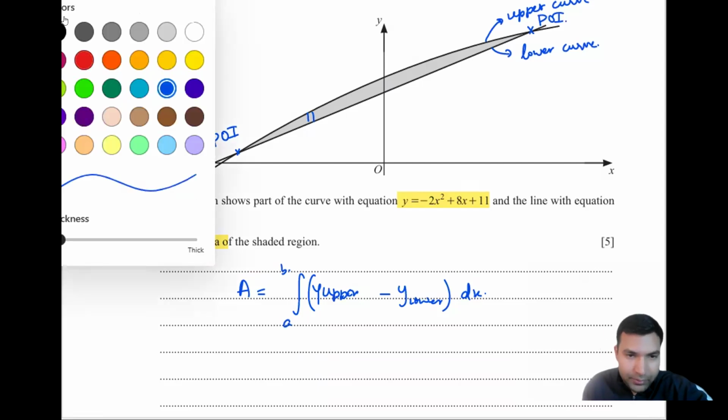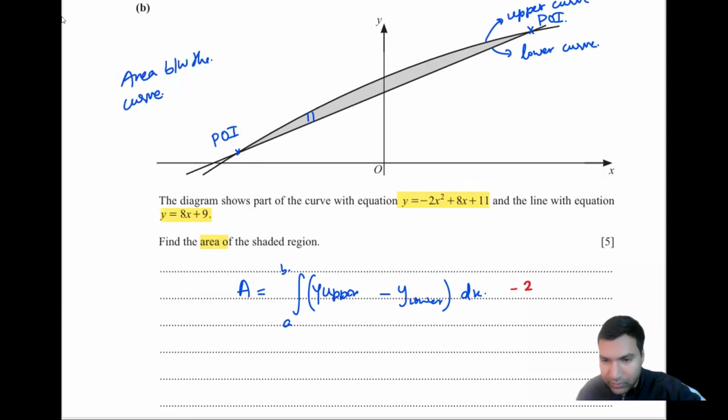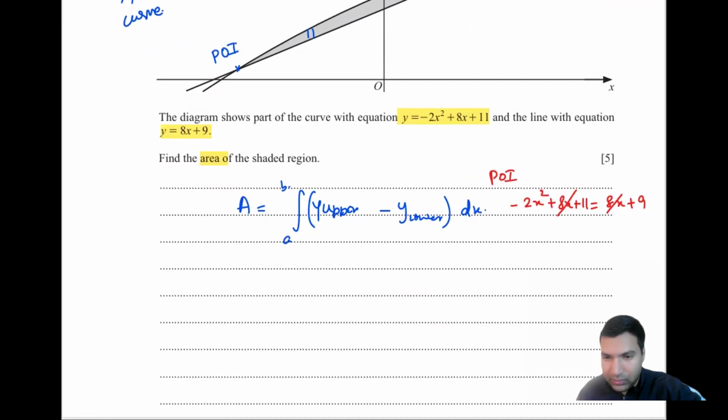Let's quickly solve it. This is for point of intersection. Negative 2x squared plus 8x plus 11 is equal to 8x plus 9. 8x and 8x cancel out. I get negative 2x squared is equal to 9 minus 11. So negative 2x squared is equal to negative 2. Negative 2 and negative 2 cancel out. We get x squared equal to positive 1, or x is equal to plus 1 and minus 1.